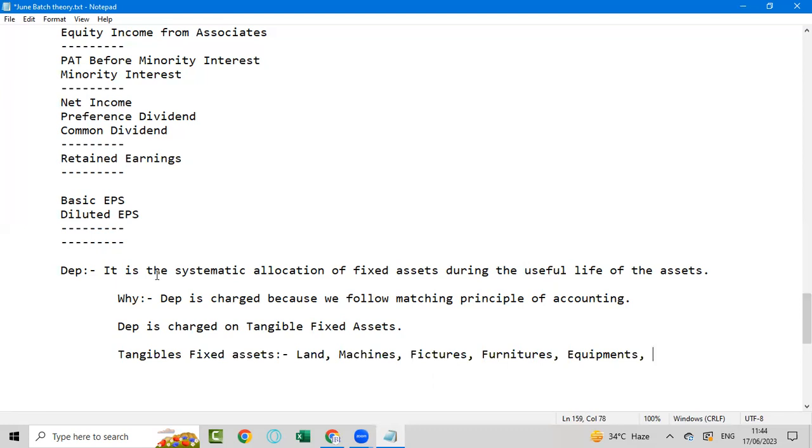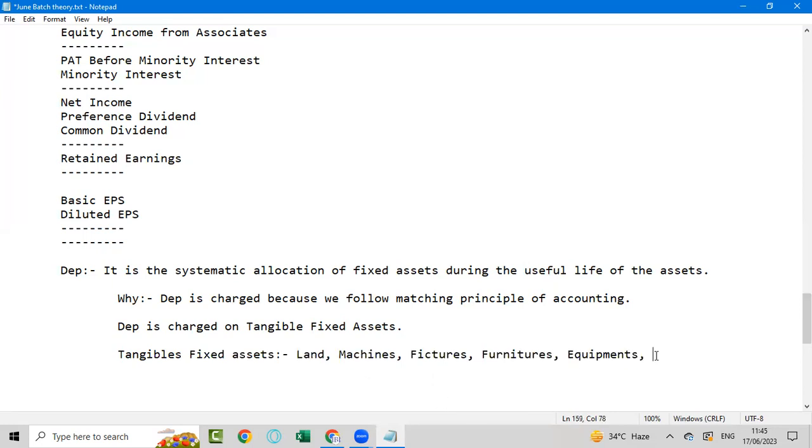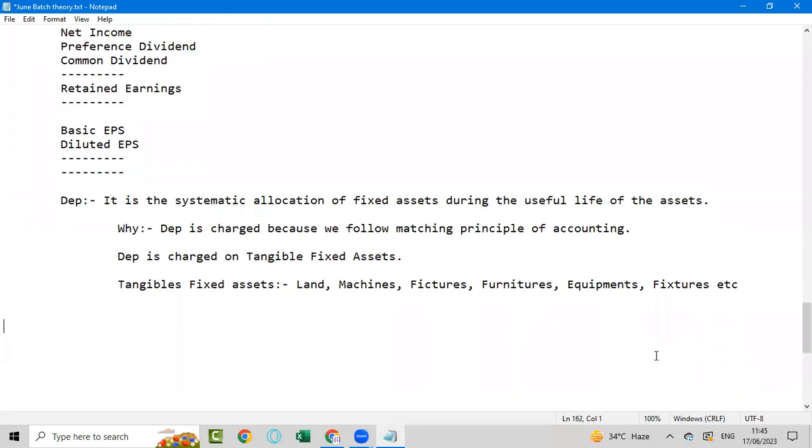No, plant includes all of these things. Plant is not a particular item. It includes so many items within that. So land, machine, furniture, fixtures, equipments, etc. Now, out of these items, land will not be depreciated.